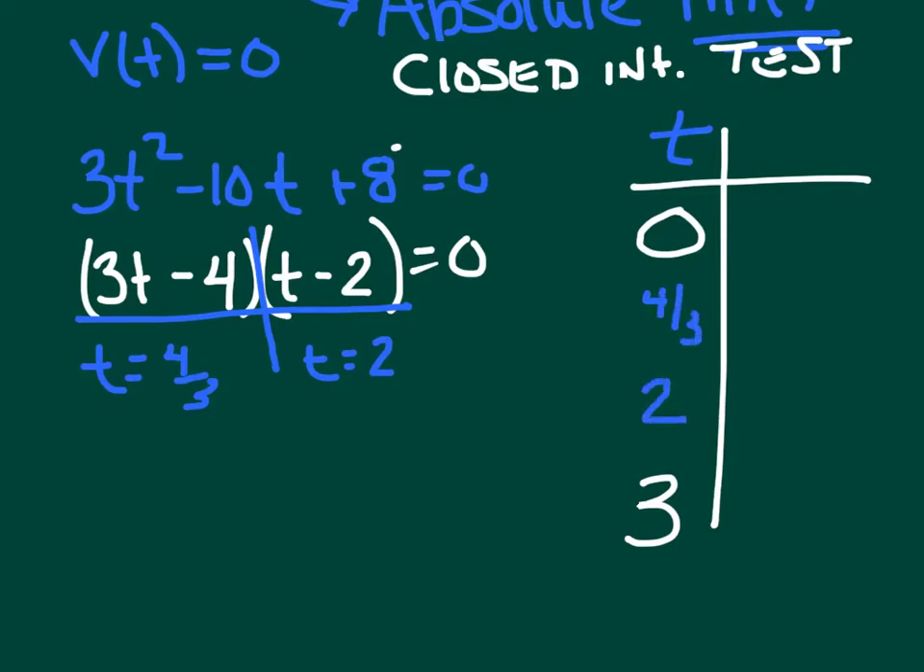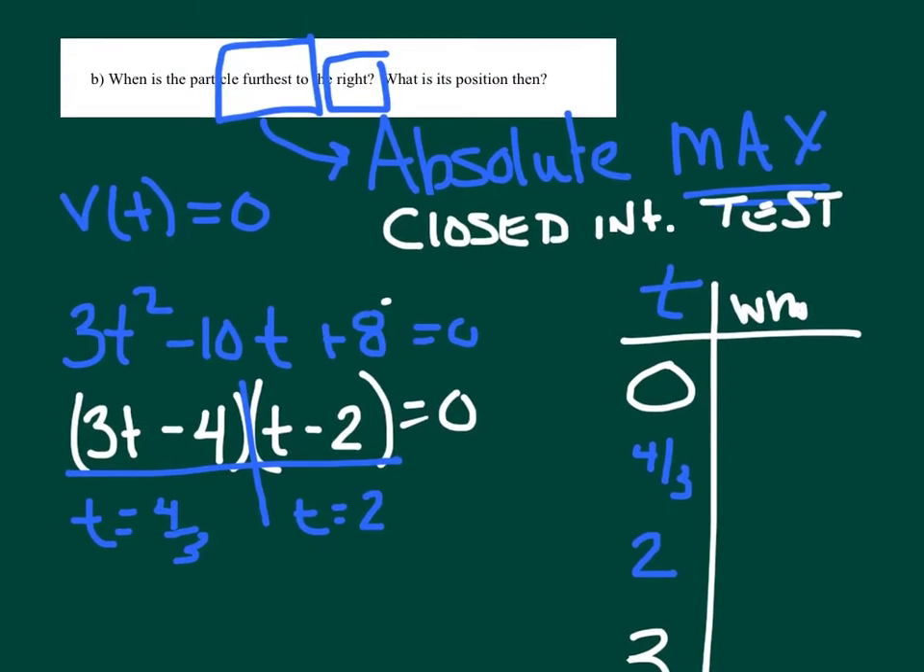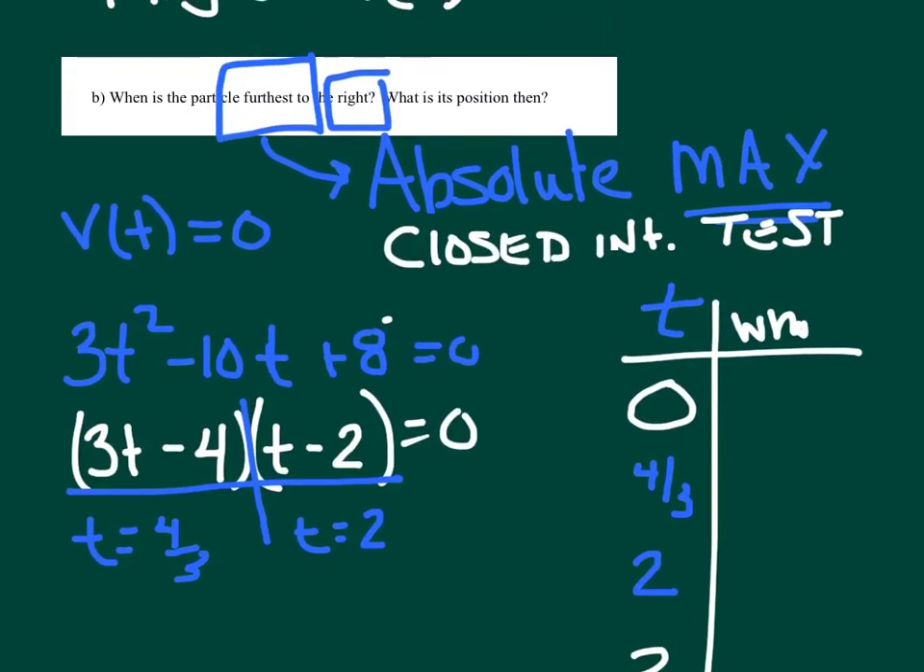Now, remember, this is who. Who are you trying to find? You want to know when who is farthest to the right. Read the question again. When is the particle farthest to the right? What are you looking at? Well, picture people standing in line and I want to know who's farthest to the right, I am looking at their position. So let's be very clear that we are plugging these back into position. Okay.